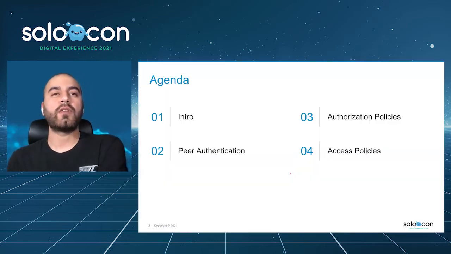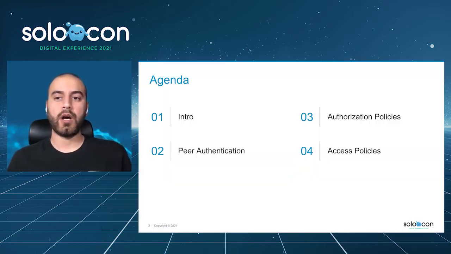We'll have a quick intro of the Istio security model in general and how the Envoy sidecar proxy fits into all of that. Then we'll take a closer look at the pure authentication features in Istio. Then we'll look at the authorization policies that are available to you in Istio. And finally, we'll look at the access policies that are available to you as a Gloo mesh user.